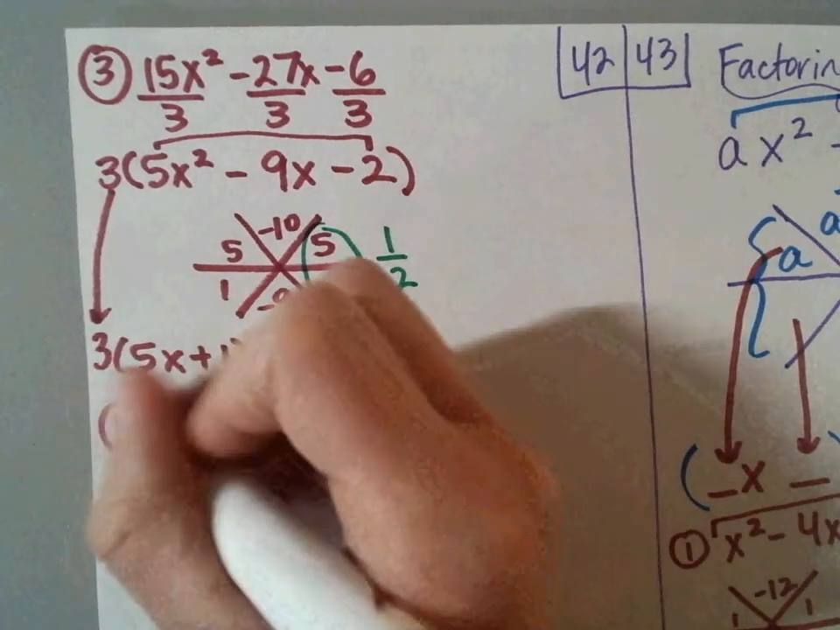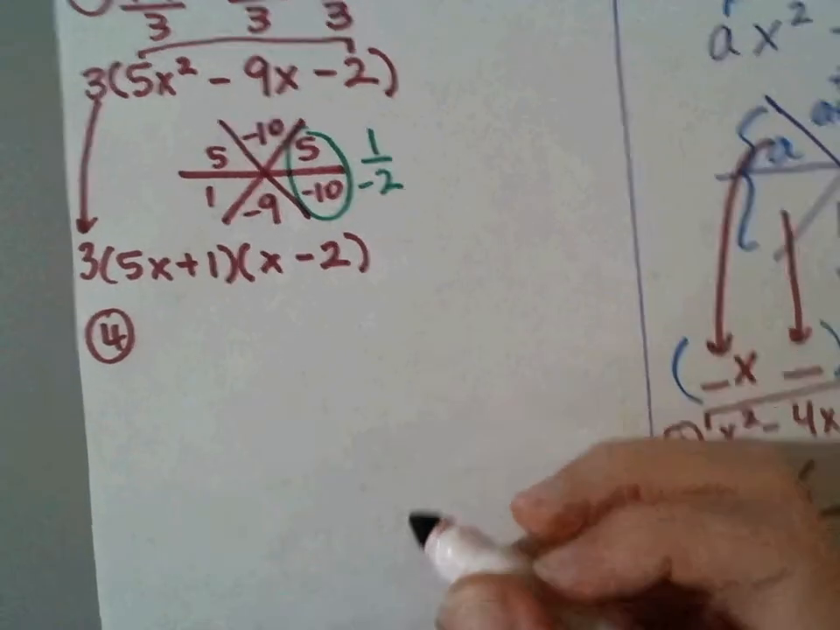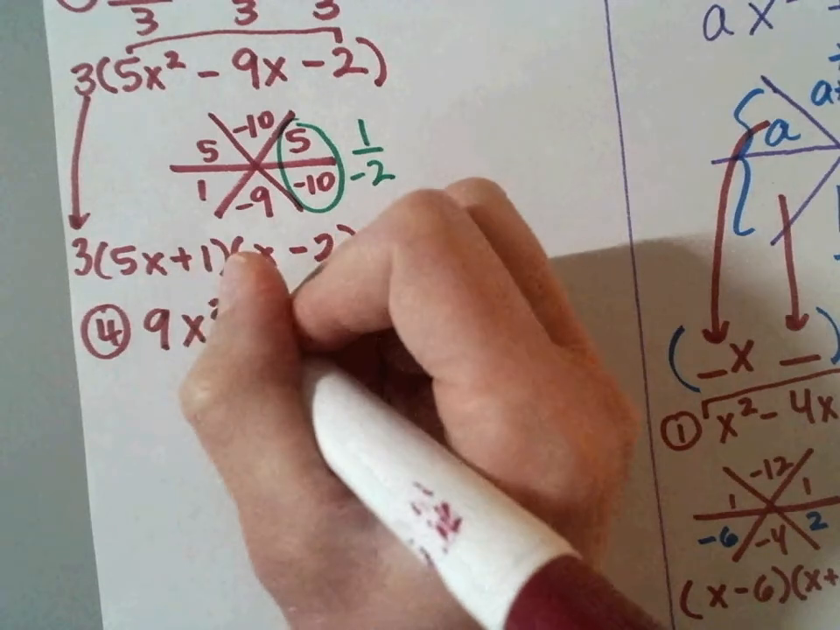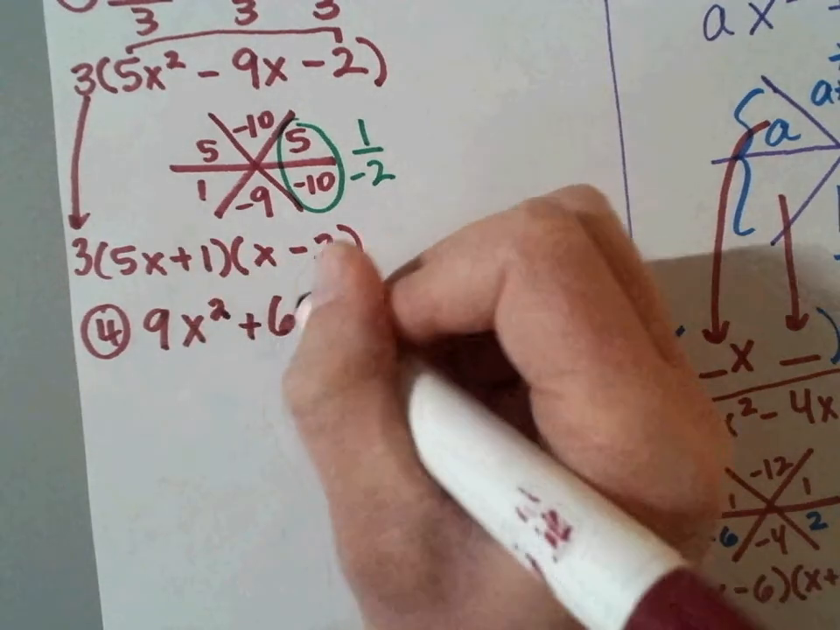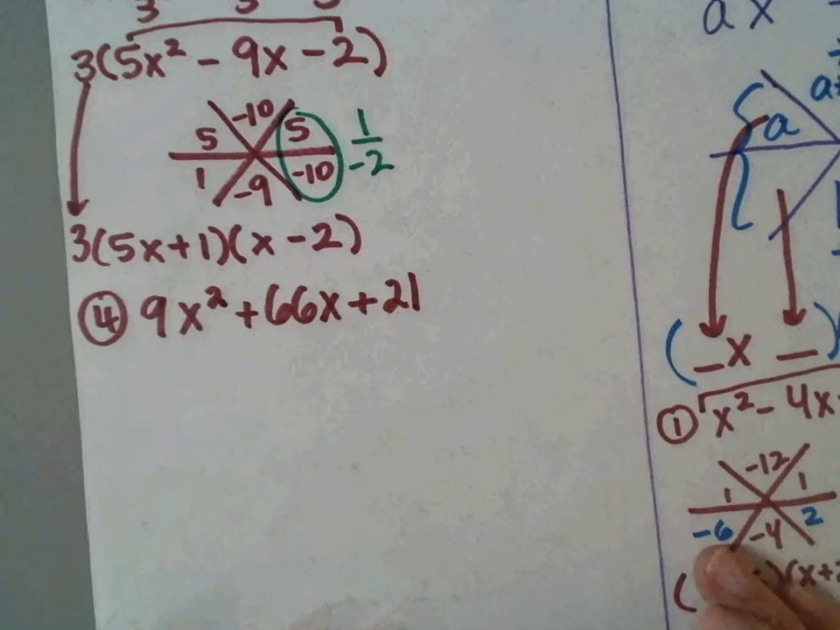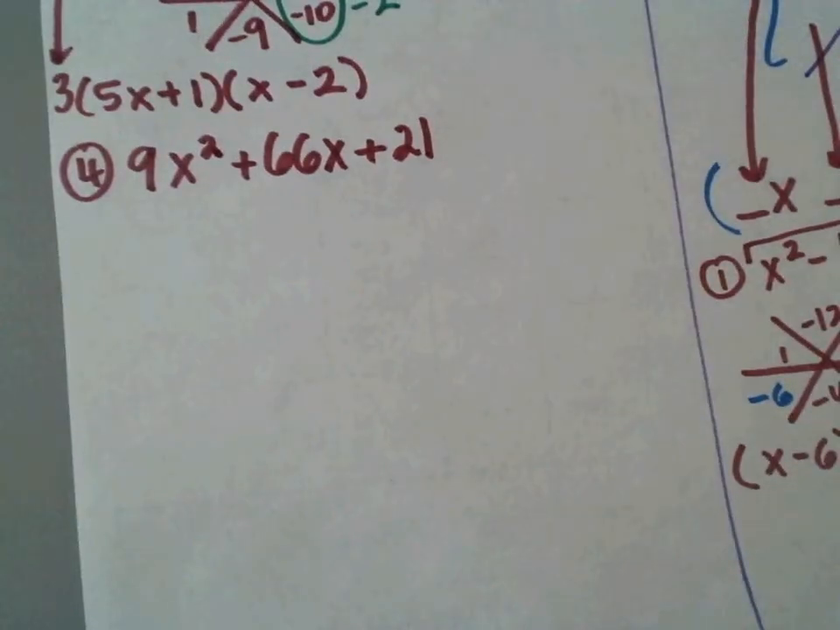One more. I told you 2 more. Number 4, this one, let's see what we can do on our own. This one does have a greatest common factor. So 9x squared plus 66x plus 21. 9x squared plus 66x plus 21.